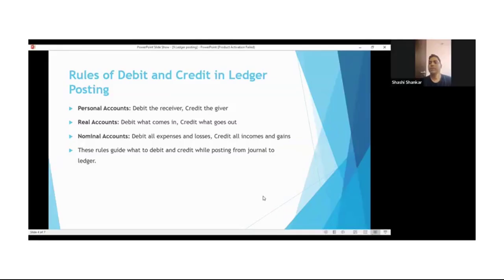Now moving to the rules of debit and credit in a ledger account. The rules for debit and credit are similar: two legs, one is the debit side, another is the credit side. For a personal account, debit the receiver, credit the giver. For a real account, debit what comes in, credit what goes out. And for nominal accounts, all expenses and losses are debited and all incomes and gains are credited. These rules are the guide for what to debit or what to credit while posting from journal to ledger. Always remember these golden rules of accounting.